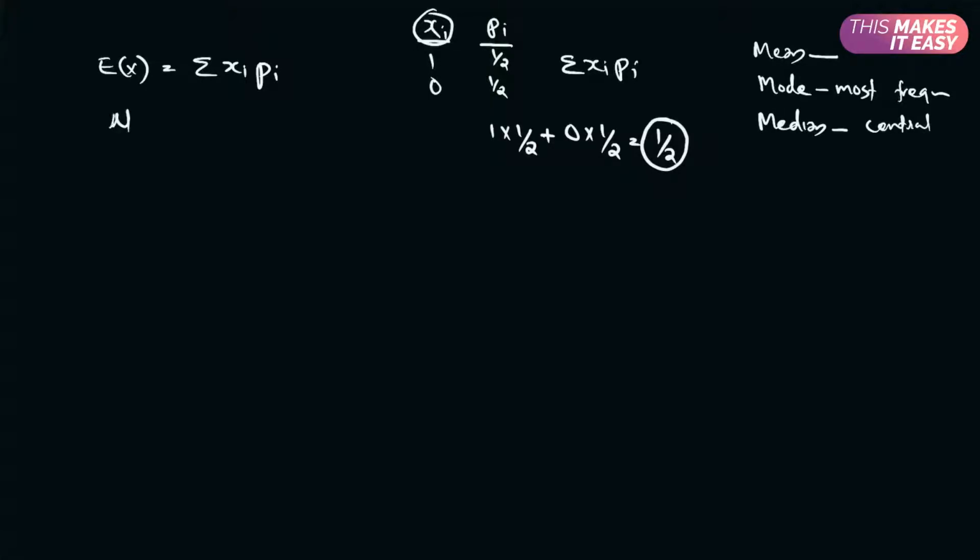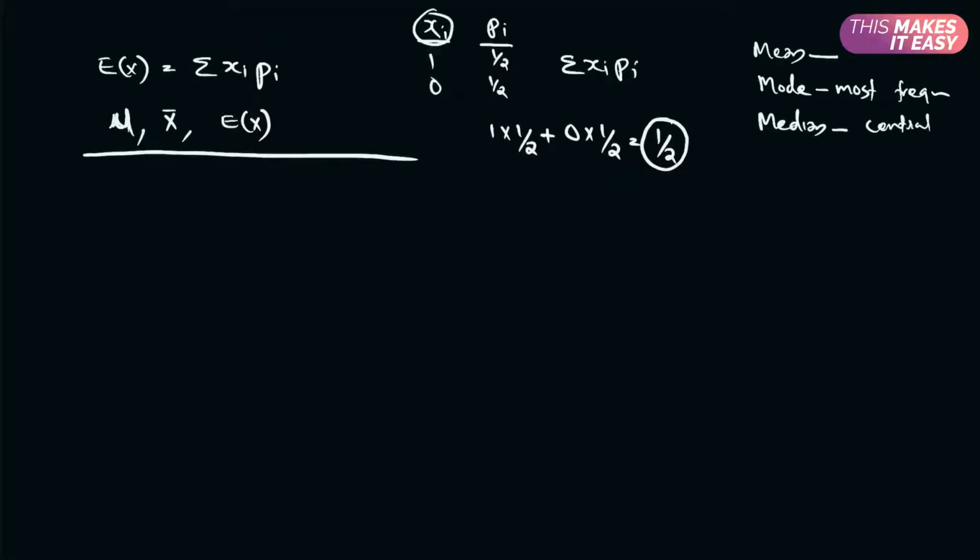It is often represented by mu in case of population. I mean, if we are considering the whole population, we will represent that by mu, or x bar if we are considering only a sample out of the total population, or we can simply write expected value of x. So far we have discussed the mean.